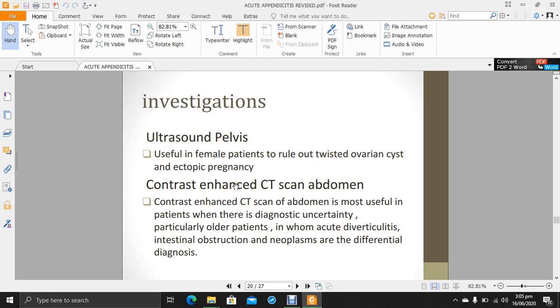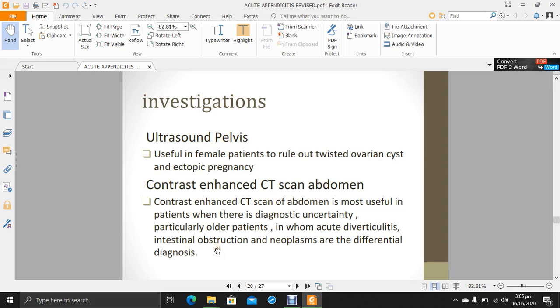And CT scan is very important in old age patients, especially when there is suspicion of malignancy, tuberculosis, mass, diverticulosis. So contrast scan of the abdomen is most useful in patients when there is diagnostic uncertainty, particularly older patients in whom acute diverticulitis, intestinal obstruction, neoplasm are the differential diagnosis.